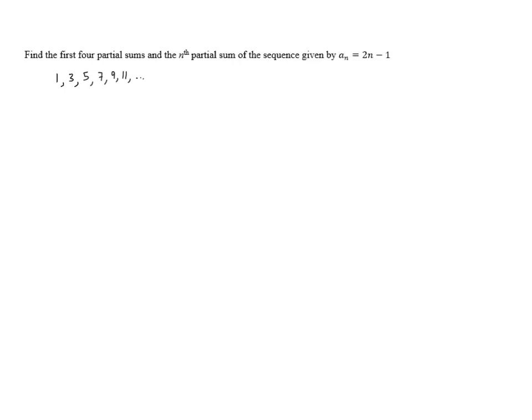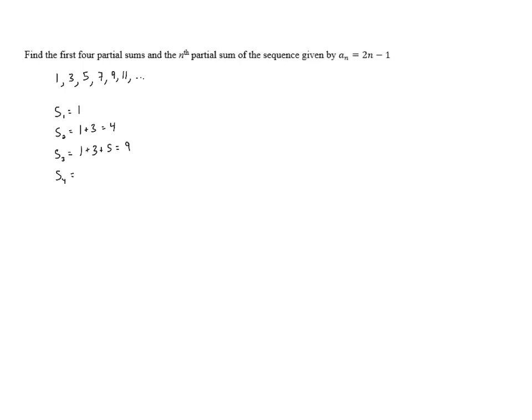But we're more interested here in the first partial sums. So let's look at the partial sums. We know that the first partial sum is just the first term, which is 1. The second partial sum is the sum of the first two terms. 1 plus 3 gives us 4. The third partial sum is the sum of the first three terms. 1 plus 3 plus 5 is 4 plus 5, which is 9.